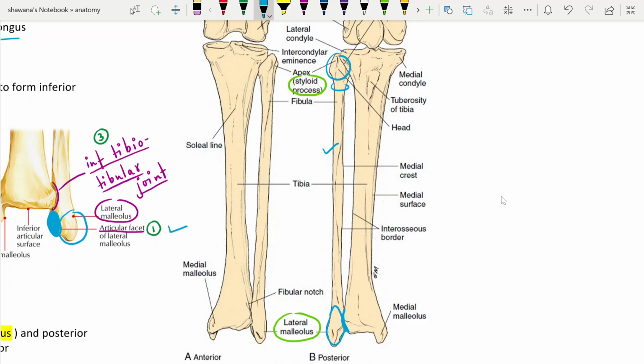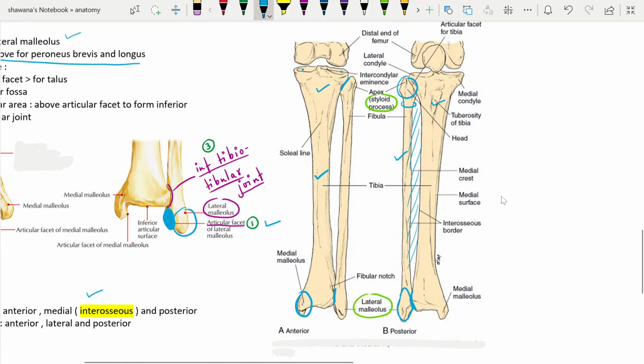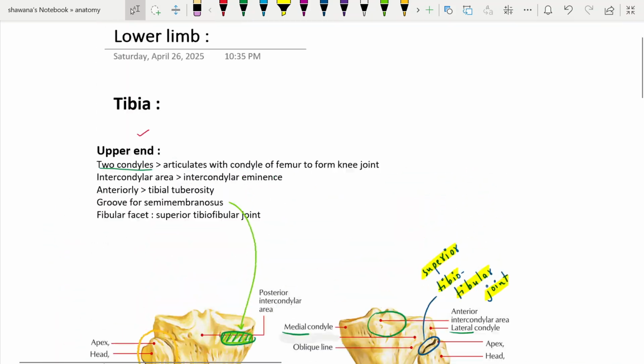The tibia has two condyles, and it contains the intercondylar area. It has the tibial tuberosity. Then the shaft, and the lower end contains the medial malleolus and the inferior tibiofibular joint, and this is the superior tibiofibular joint. The interosseous border is present between the two bones. There are several muscle attachments to these bones, but we'll discuss the muscle attachments in subsequent lectures.